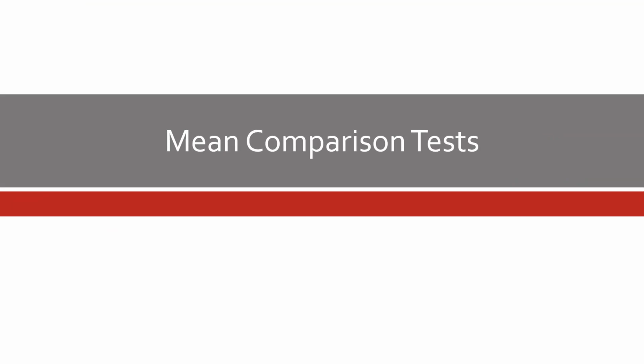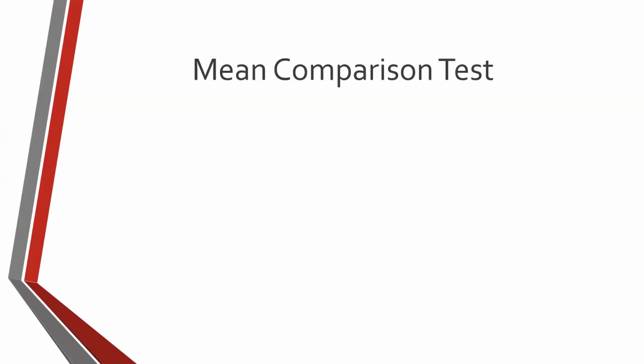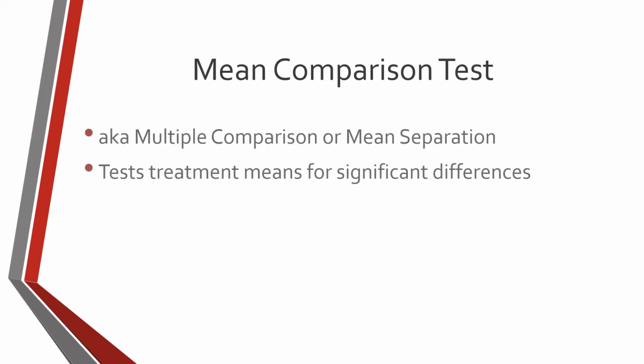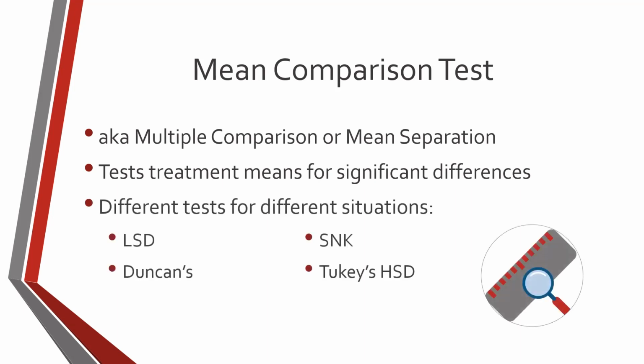So the next step in the analysis is to run a mean comparison test, also called a multiple comparison test or a mean separation test. These compare the treatment means to determine what differences are really significant. ARM has a variety of mean comparison tests to choose from for different situations and research types. So the most common ones are LSD, Duncan's, Student Newman-Keuls, and Tukey's HSD.